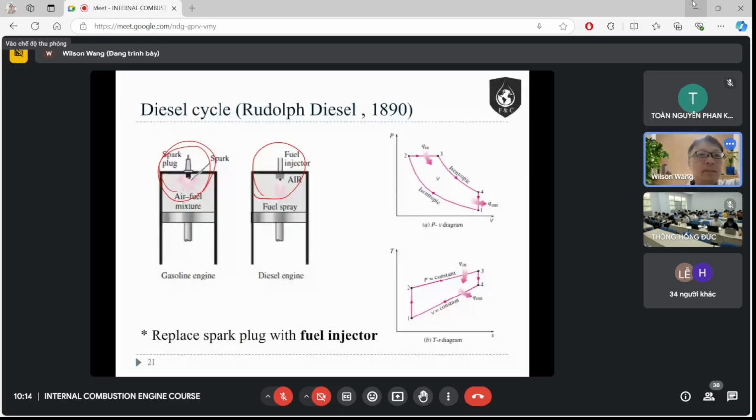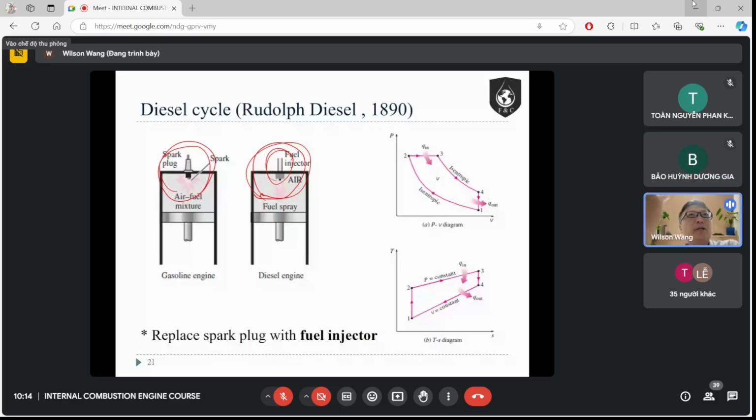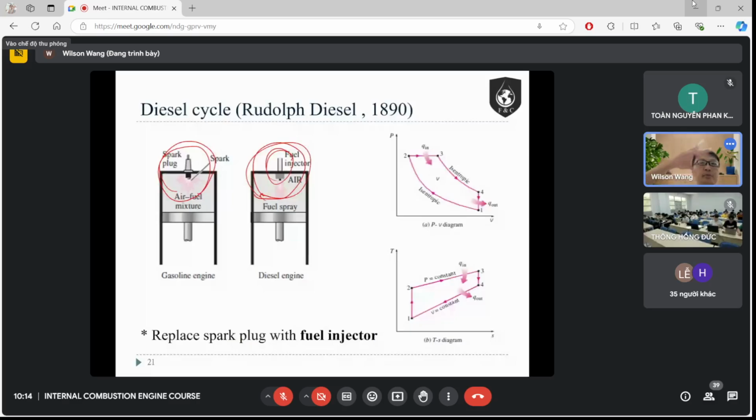So the diesel cycle has no spark, but has one fuel injector in there. You spray it, you atomize it, you atomize the fuel into particles. You make the fuel and air mix well, and with the high temperature and high pressure, you burn it.